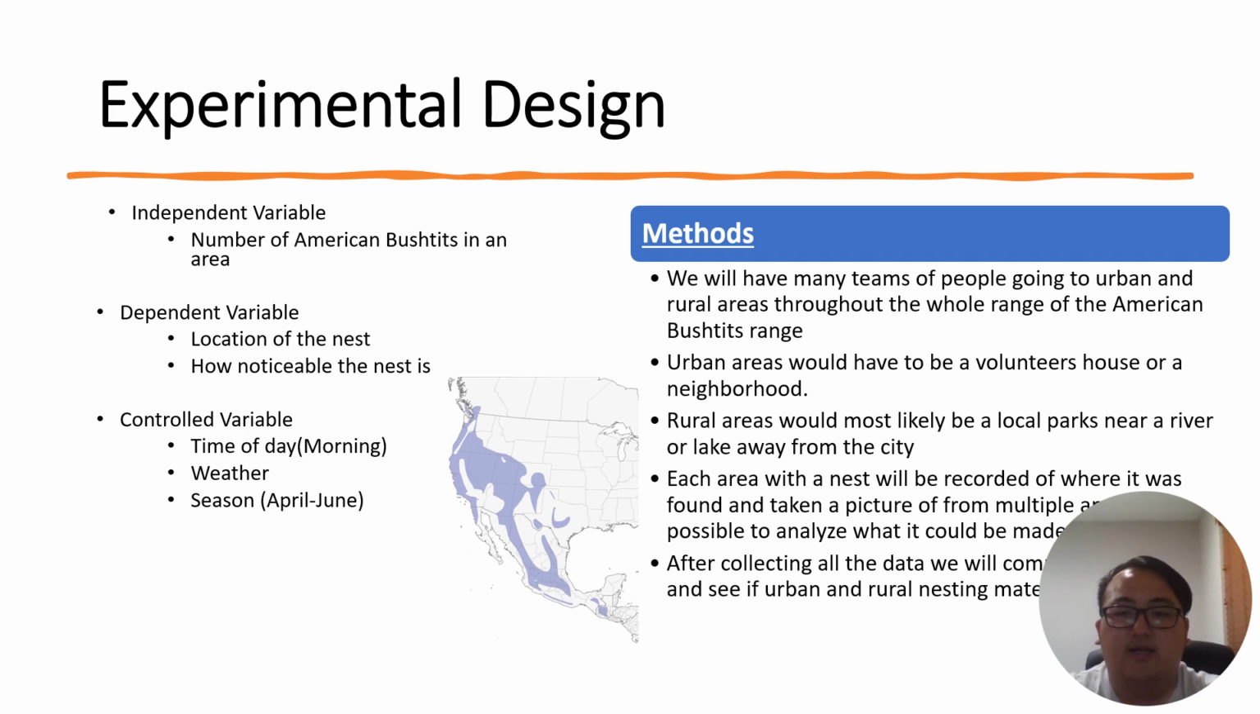And for each area that a nest is found, we will record where it was, the location, and if possible, we would take pictures from multiple angles to analyze what it could be made of. And at the end of the breeding season, if any nests fall, we will collect those too. And then after collecting all of the data, we will finally compare to see if the urban and rural nesting materials are different.